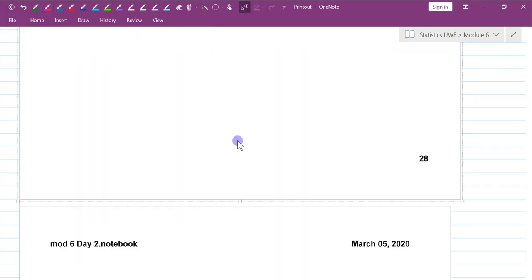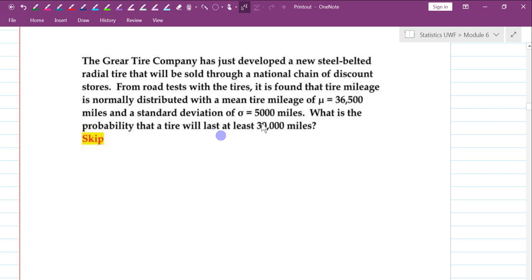Here is another problem. Same situation. Go ahead and push pause if you want to and see if you can solve it on your own, and then in a moment I'll solve it for you, and you'll see how you did.